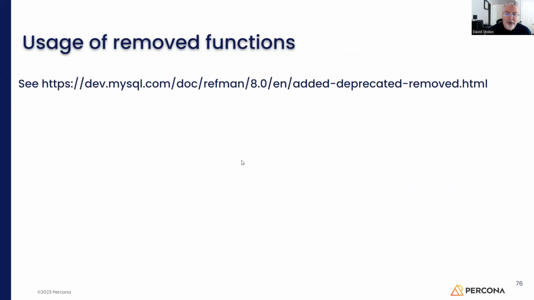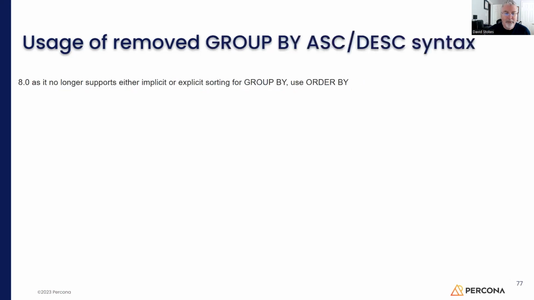Uses of removed functions. Here's a list of the functions at this link. Hopefully you're not using one of those. If you are, you're going to have to change your references and work on something else. Also, usage of the removed GROUP BY ASC, DESC syntax. GROUP BY was rewritten because it wasn't very consistent and actually made assumptions that could be inconsistent. So that's been fixed. And if you're using a GROUP BY and you want them ordered, please use the ORDER BY clause.